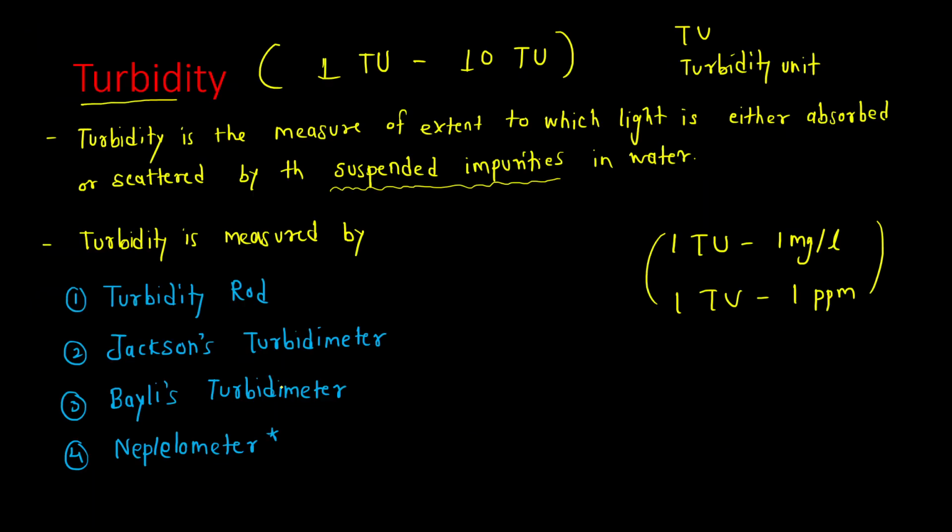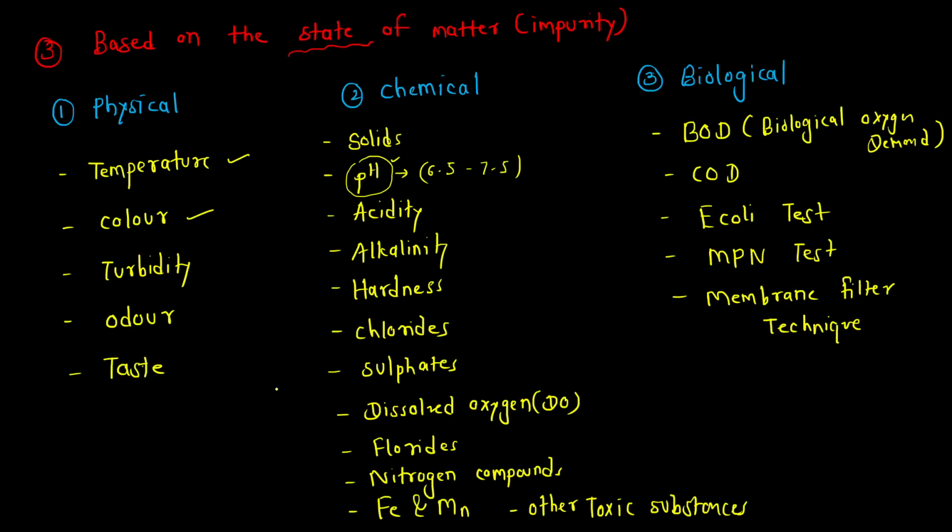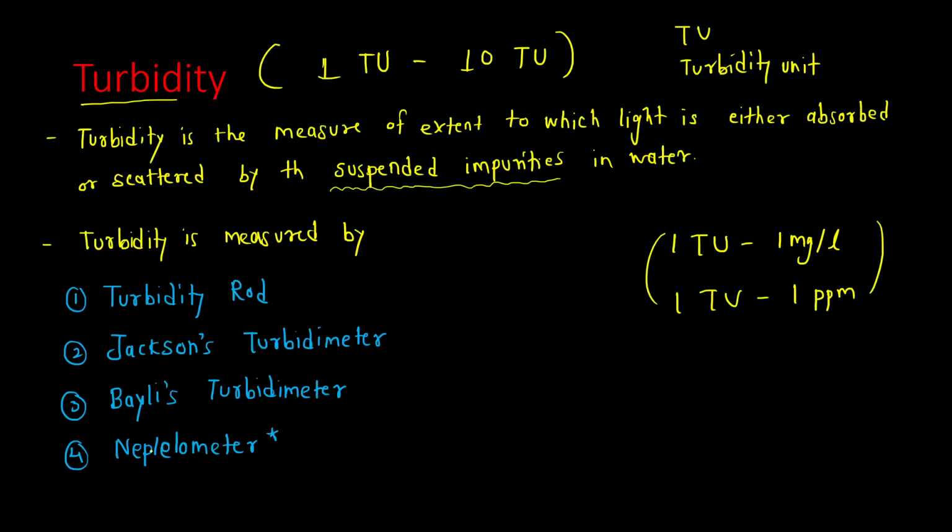So odor and taste. These are the last physical impurities that we have to study. They are closely related to each other, so we'll be studying both in detail. Among these physical impurities, we have covered the first three: temperature, color and turbidity. Now we will be seeing odor and taste combinedly.